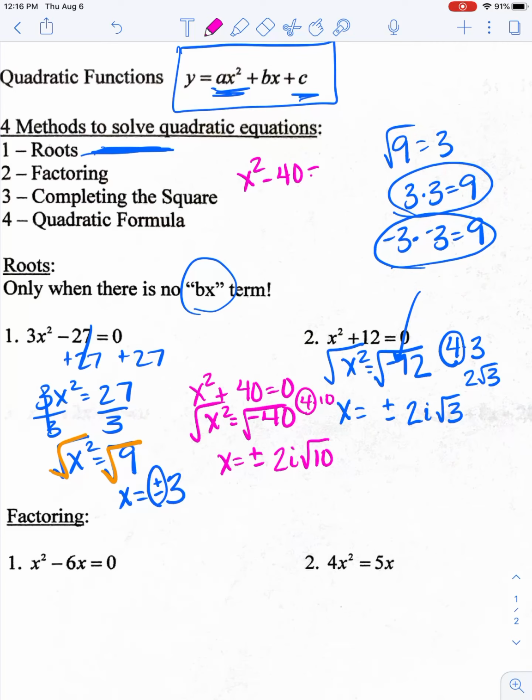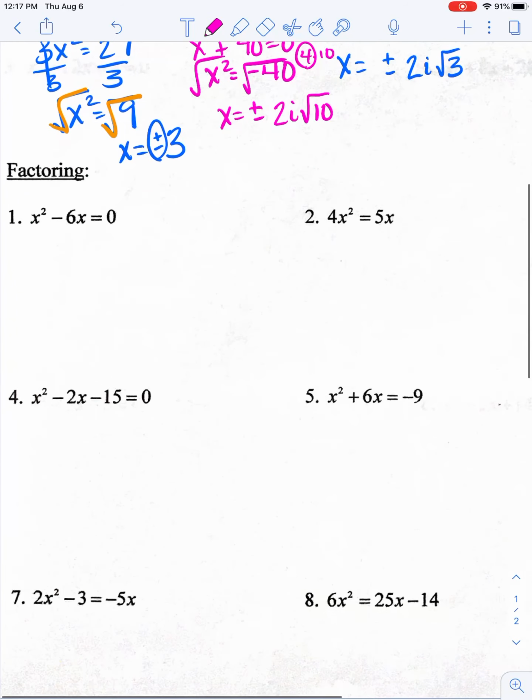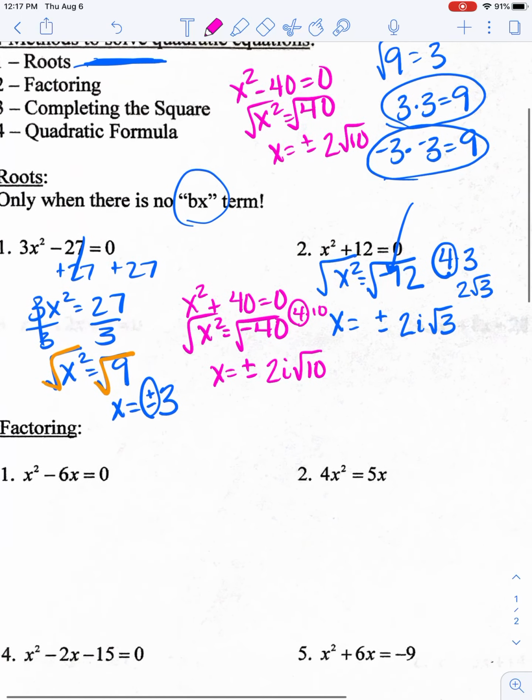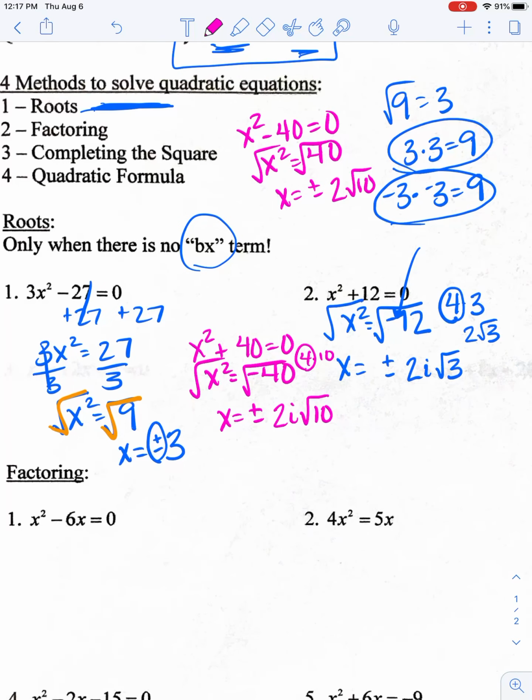If I had x squared minus 40, then I would add the 40 over, square root both sides, and I would get x equals plus or minus 2 root 10. So same thing, just no i, because there's no negative under the square root. Okay, so now for factoring. So I hope you can tell when you can just do this super easy method, which is just by isolating the x squared term and then rooting both sides, and that's when you don't have the bx term.